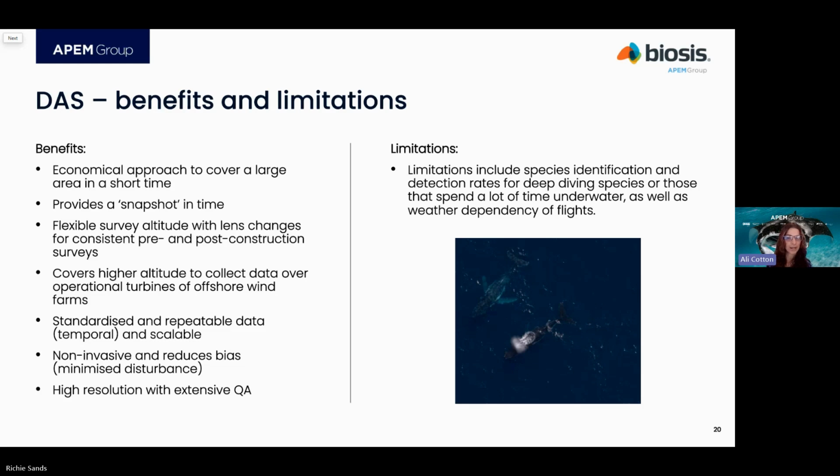Due to the altitude of the plane, this method is completely non-invasive and critically does not affect the behavior of the animals, which reduces some of the biases inherent in some of the other methods. Some of the key limitations, obviously, are that we only detect animals at the surface and just below. So identifying deep diving species that spend a lot of time underwater, although there are correction factors which we use, obviously limits somewhat the accuracy of the abundance estimates.